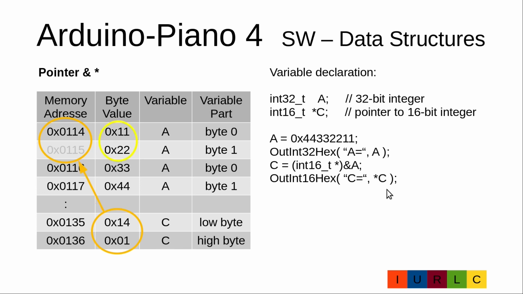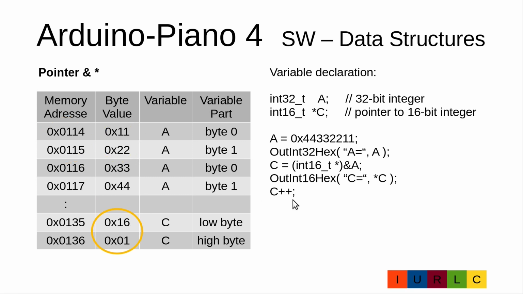The first effect is that C points now to a 16-bit integer instead of an 8-bit integer. So every access to asterisk C is now to 2 bytes instead of 1 byte. And we get here the output of 2211 hex.